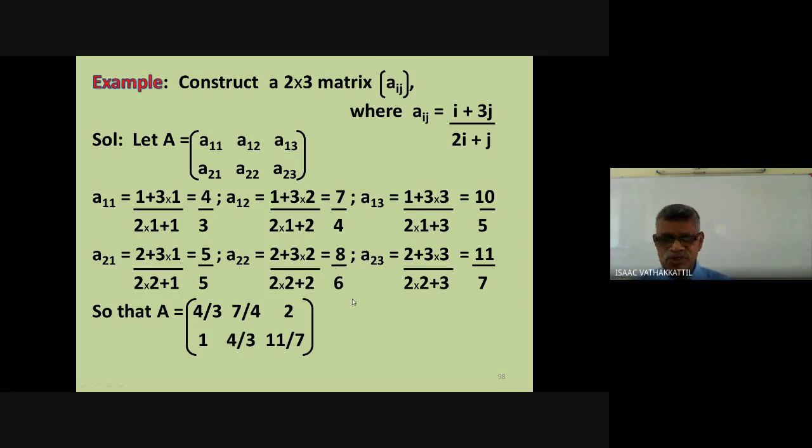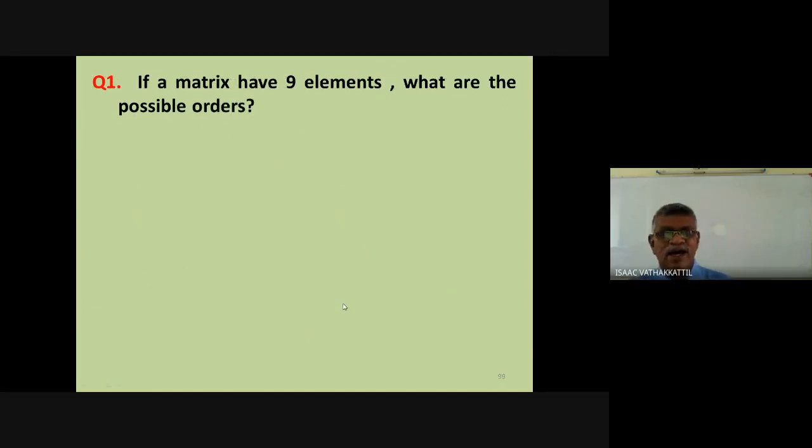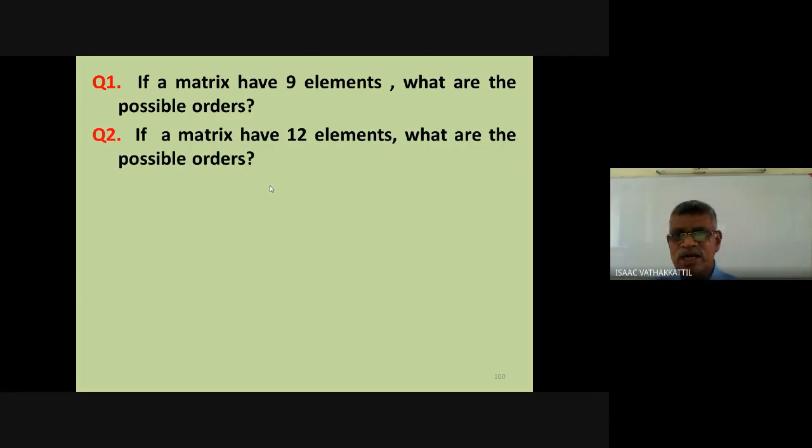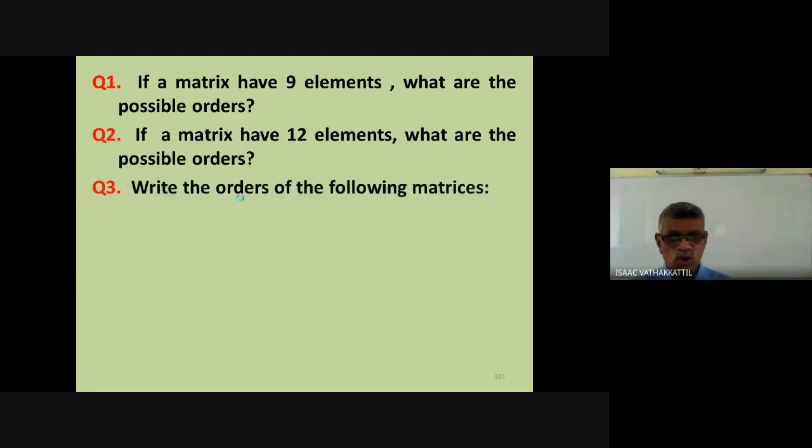Well, I may give a few questions for you to work out. You have to work today itself, don't wait for tomorrow. Let me present a few questions for you. If a matrix has 9 elements, what are the possible orders? Let us go very slowly, but don't pile up the work. The problems which I present today, you have to do today itself. Remember, we have not covered too many topics, only the last topic. What is a matrix? What are rows and columns? What is the order and how to form the elements given some formula? If a matrix has 12 elements, what are the possible orders?